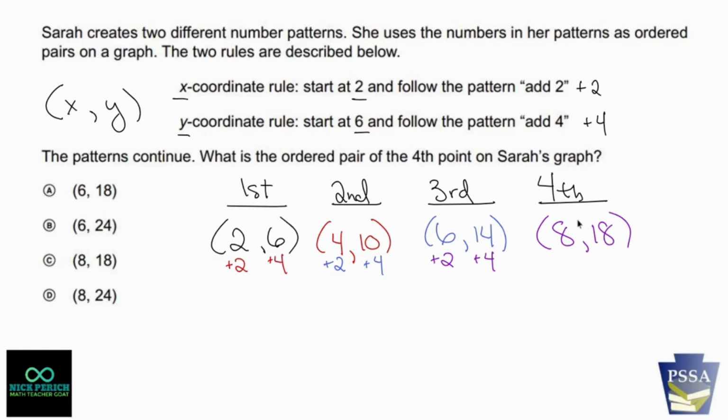And so at the end of it, that fourth point is going to be 8, 18, which is going to be C.